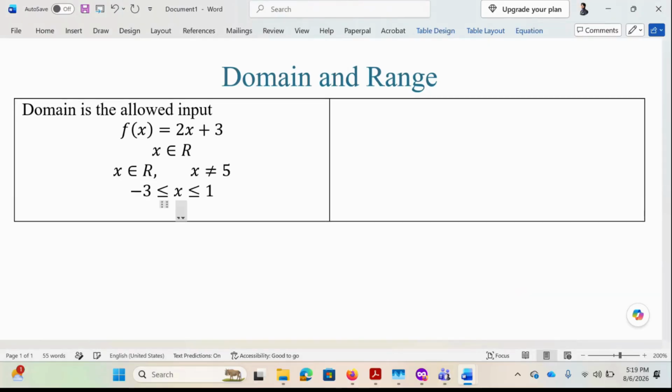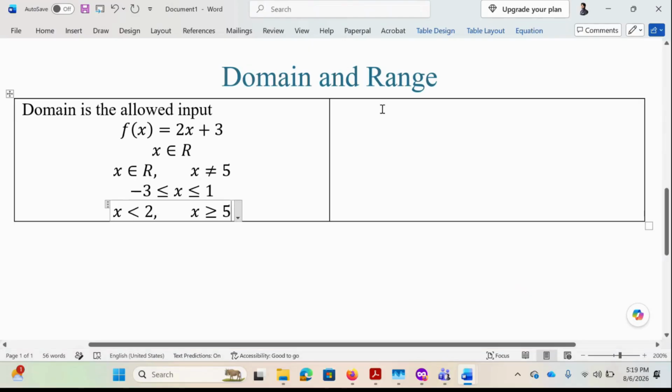The domain can also be specified this way: x is less than 2 or x is greater than or equal to 5. This is also called a split domain. X can either be less than 2 or it can be greater than or equal to 5. That means it cannot take the values between 2 and 5. So this is another way of specifying domains. Either way, we are focusing on input. These are the allowed inputs in any particular function. That is what is called the domain. Is this clear? Now, what is a range?